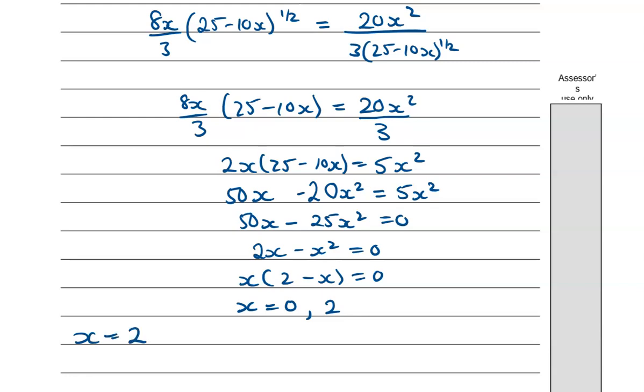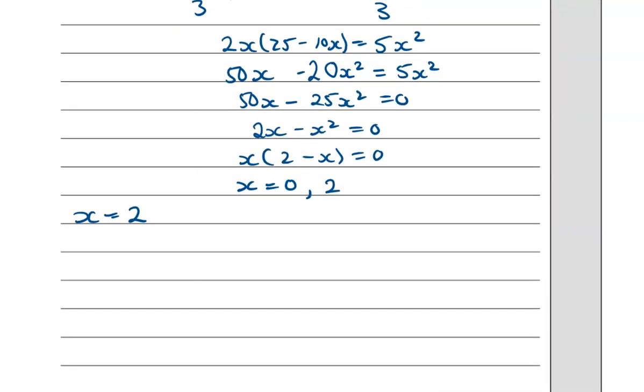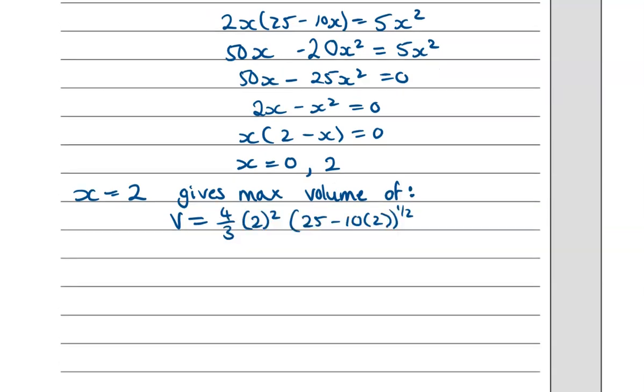So when x equals 2, last thing is to find out what the volume is. So x equals 2 gives maximum volume. And put that back into our volume formula. And we get the maximum volume is 16 over 3 root 5, or 11.926 meters cubed.